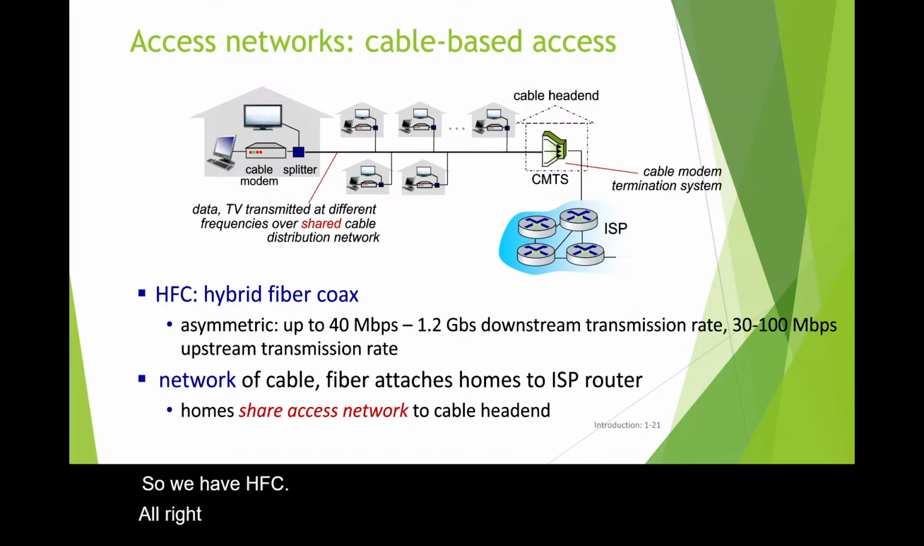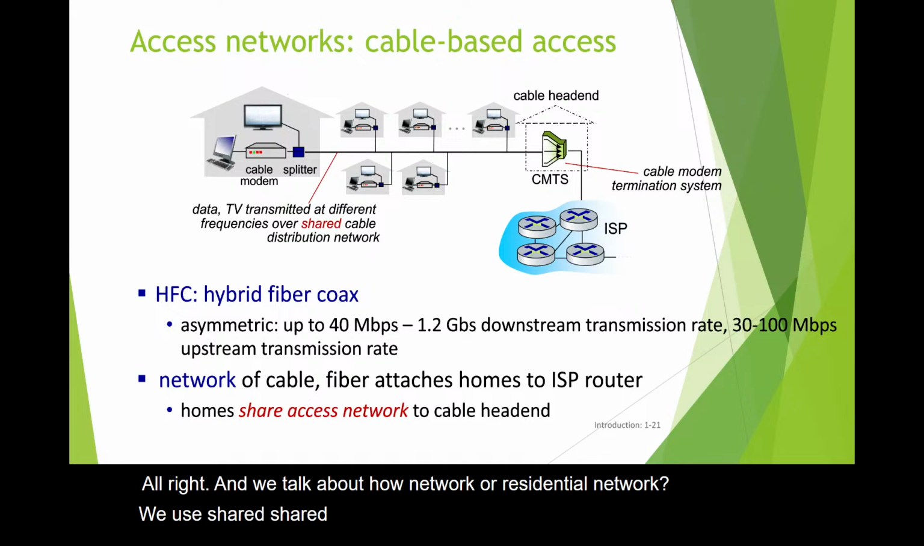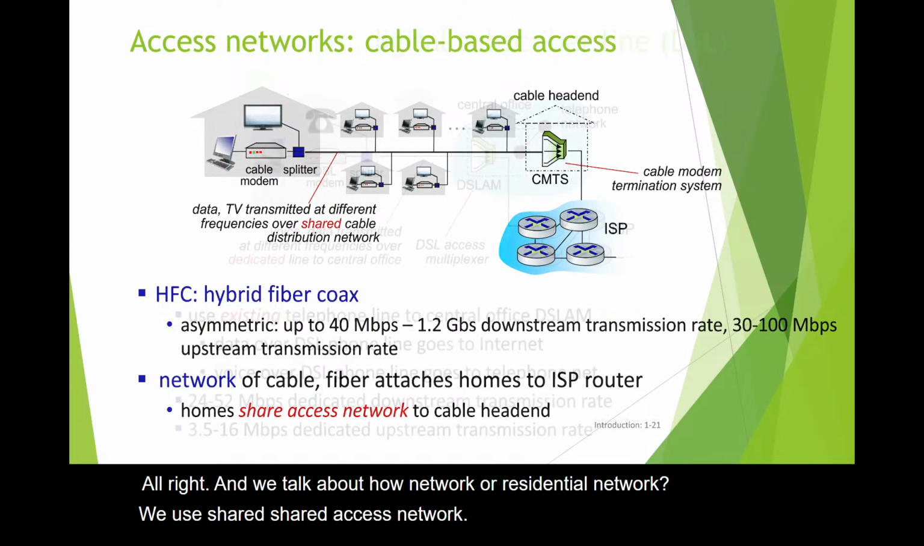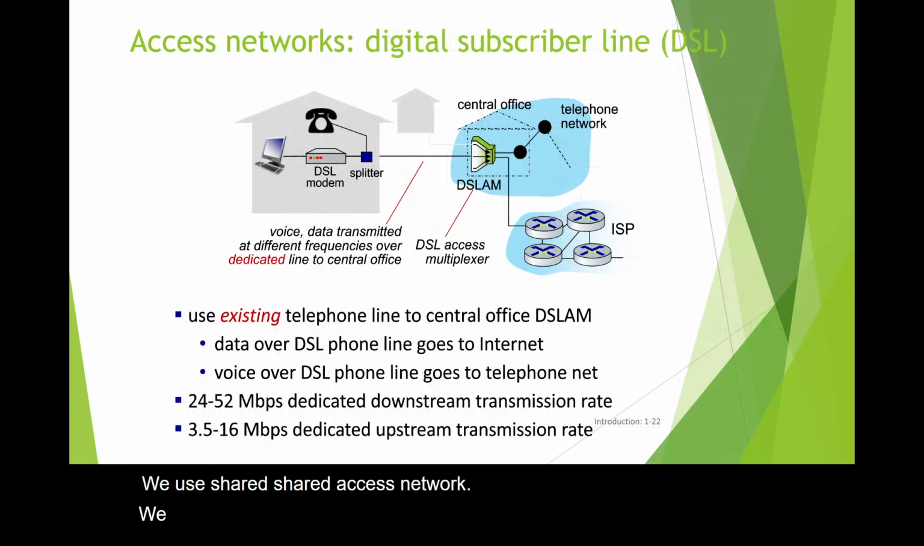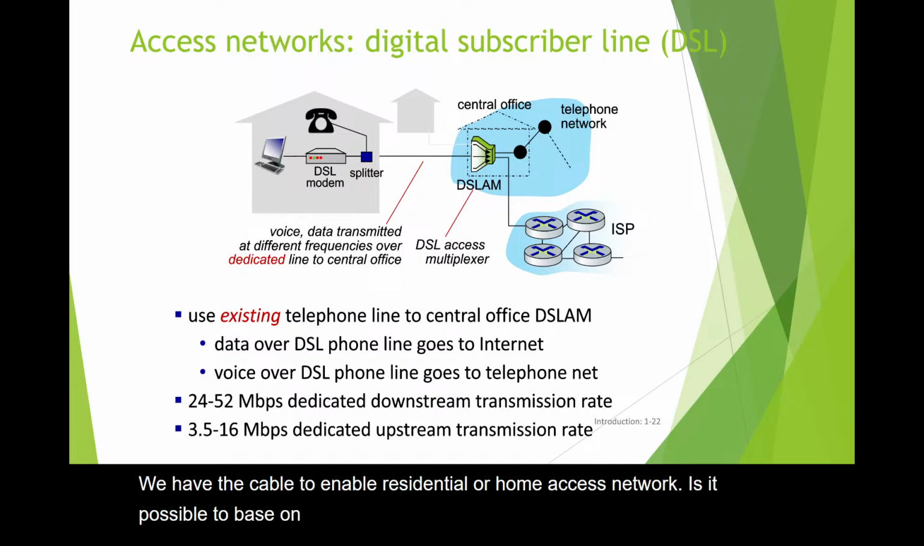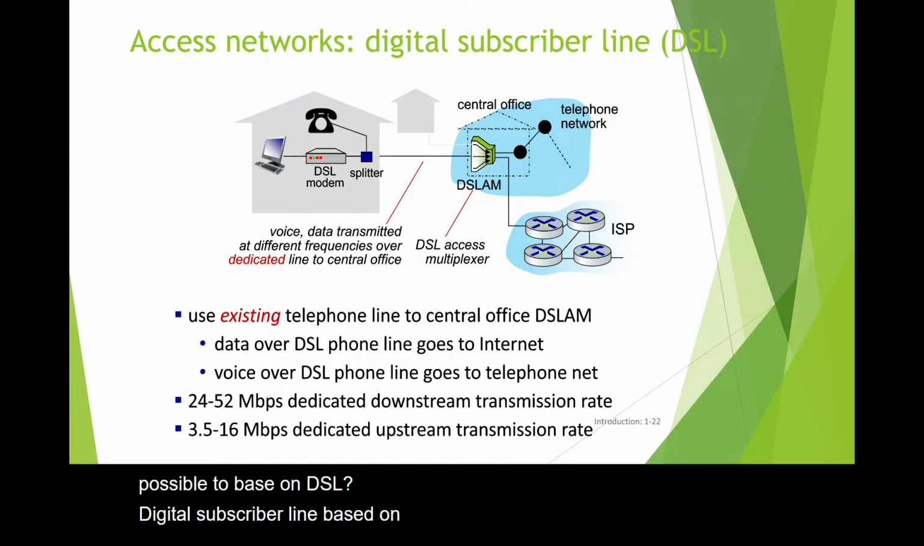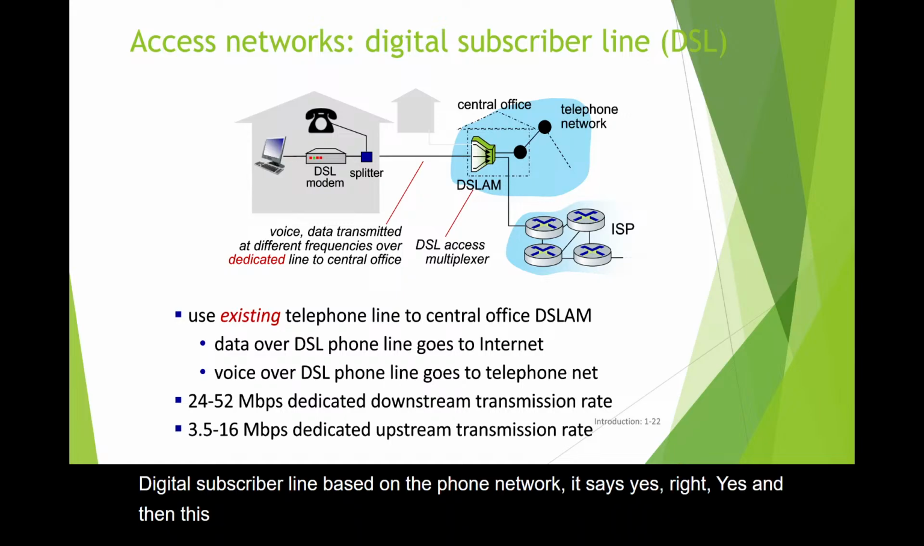And we talk about home network or residential network. So we use a shared access network. Well, we have a cable to enable residential or home access network. Is it possible to base it on DSL, digital subscriber line, based on the phone network? It says yes, right? Yes, and this is a way to have a home access network through DSL.